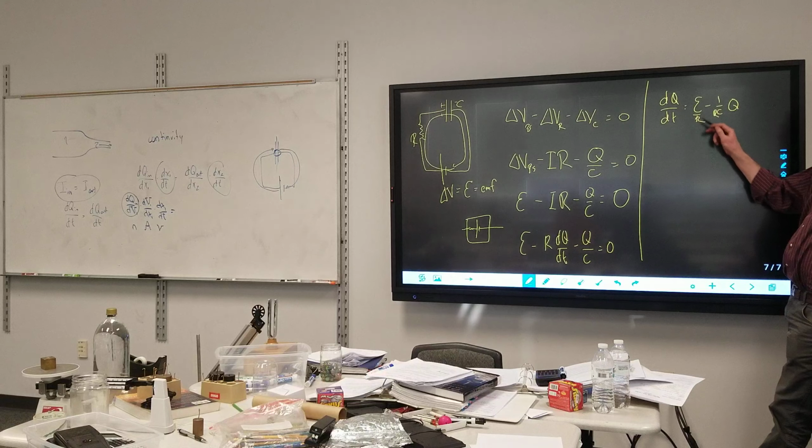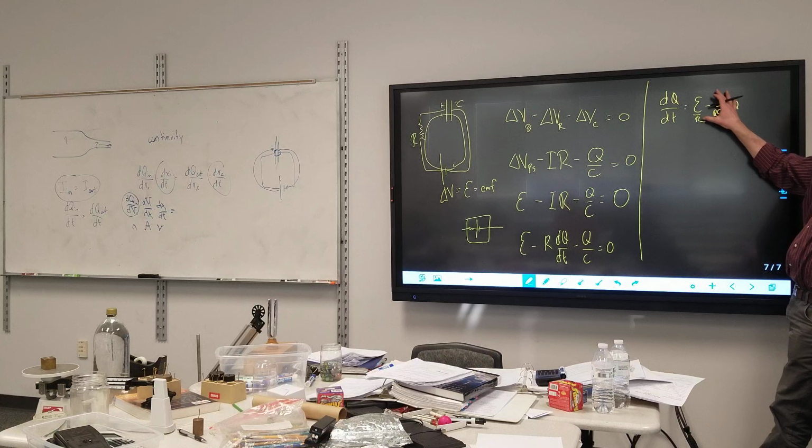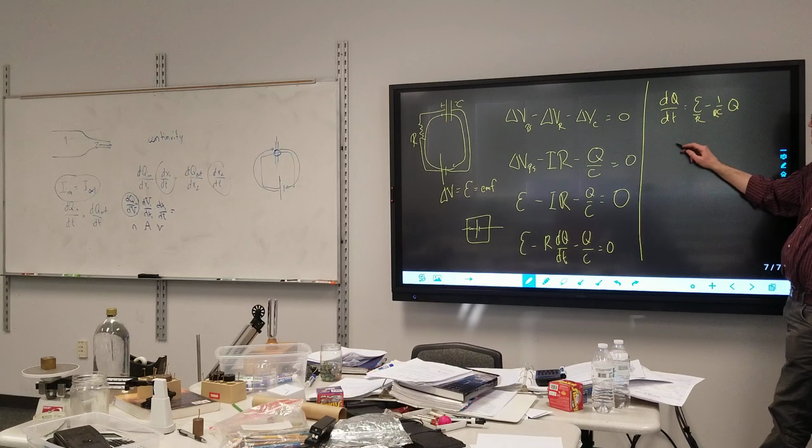Because I can't really separate this particularly easily, it's first order, I'm going to bring that whole thing down and bring dt up. And I'm going to do one other thing there. So I have dQ over, I'm going to leave the RC on this side. So I end up with epsilon C minus Q equals RC dt.